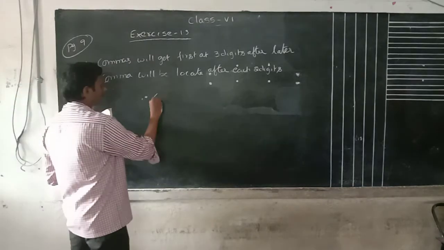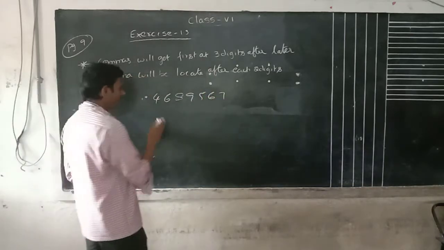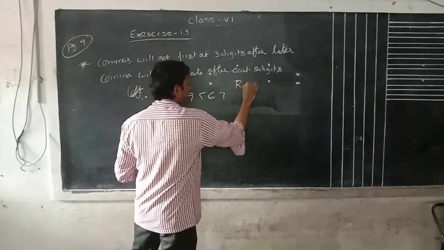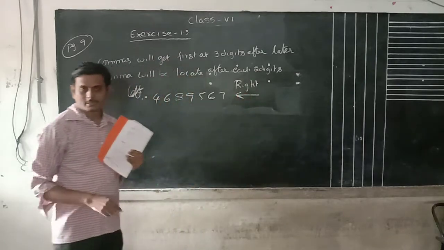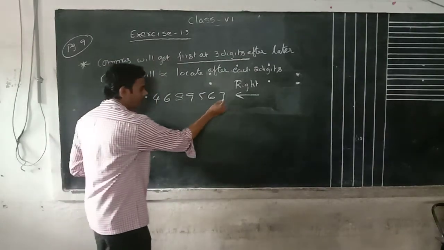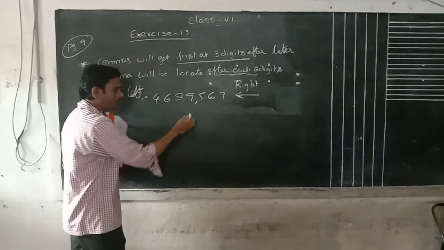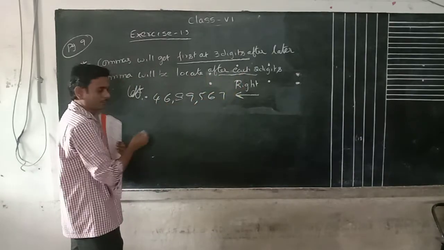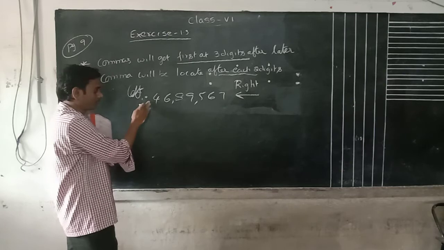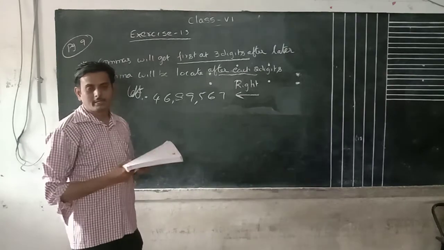For example, I take the number 4, 6, 8, 9, 5, 6, 7. This is the left side, this is the right side. From the right side onwards you have to start. Place the first comma after 3 digits: from the right side 1, 2, 3, comma. Later, after every 2 digits, you take a comma: 1, 2, comma. Here no need to take a comma because no digits remain. If no digit is left after 2 digits, no need to take a comma. Similarly, you have to read the Indian system table.